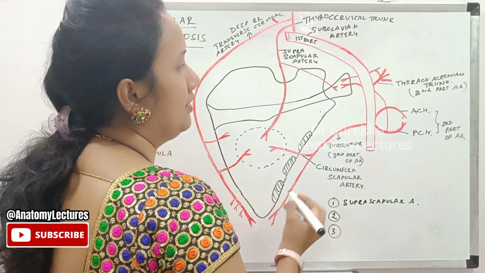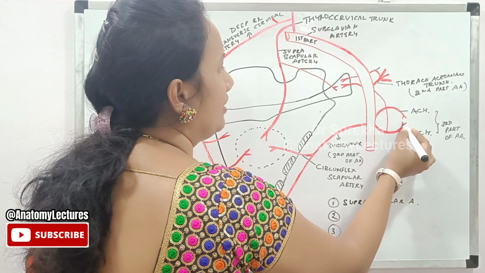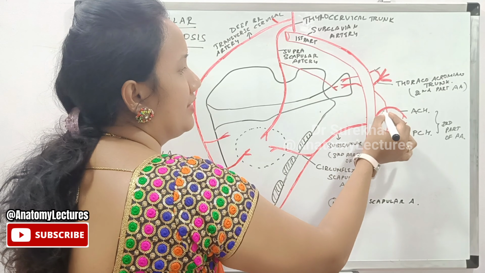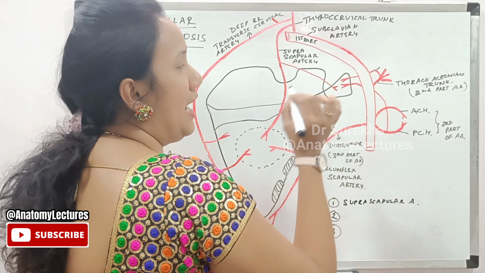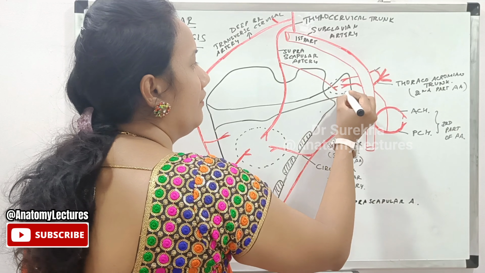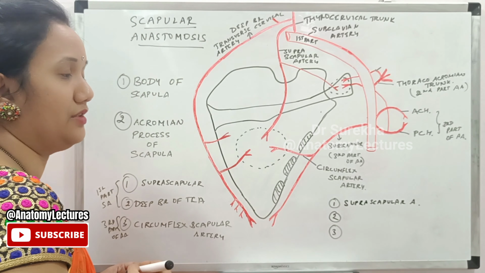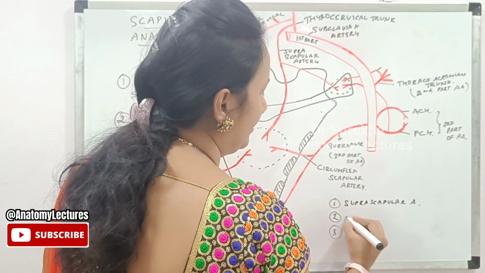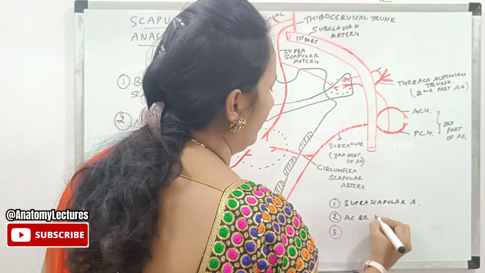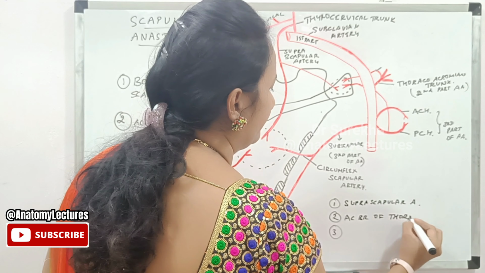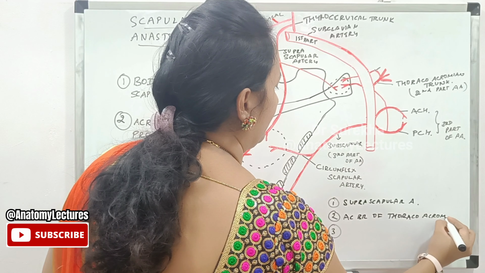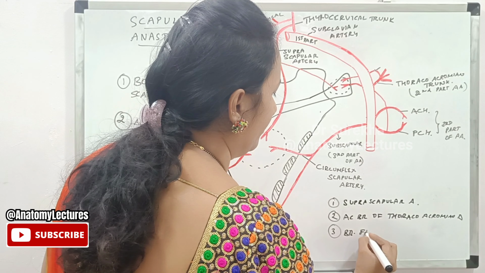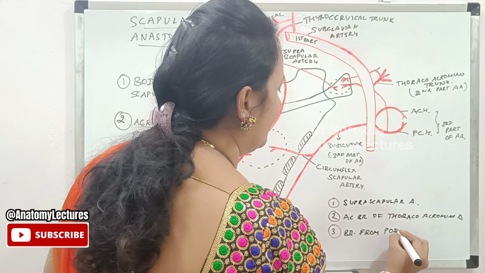Okay, next, you see, this is the posterior circumflex humeral. So a branch from the posterior circumflex humeral will reach the acromion process, and these three will take part in the formation of anastomosis along the acromion process. So the second artery is acromion branch of thoracoacromion artery, and branch from posterior circumflex humeral.